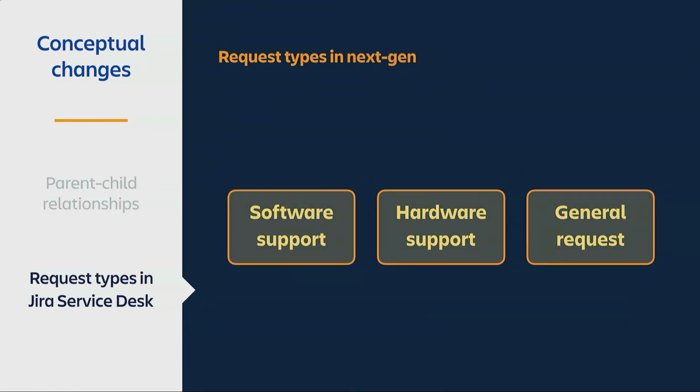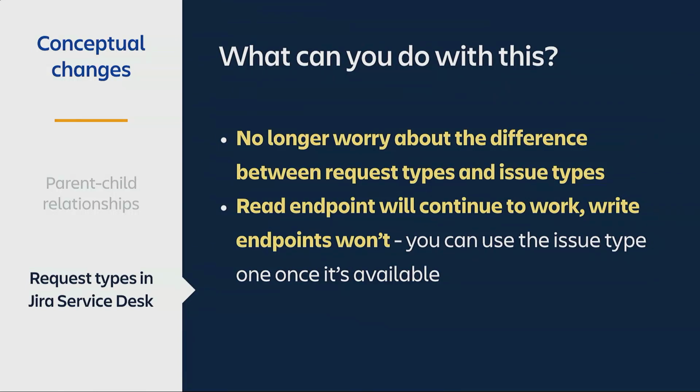So what does that mean for apps? It changes the way you'll interact with them in the API. Firstly, you'll no longer have to worry, at least, about the difference between them. As for the existing request type endpoints that are specific to request types, the read one will continue to work, but as we haven't built out writing capability, the write one won't. But once we do build the issue type endpoint, that is the one place you can go. So by doing this, when you're interacting with Jira Service Desk by API, you can use a lot more platform APIs.